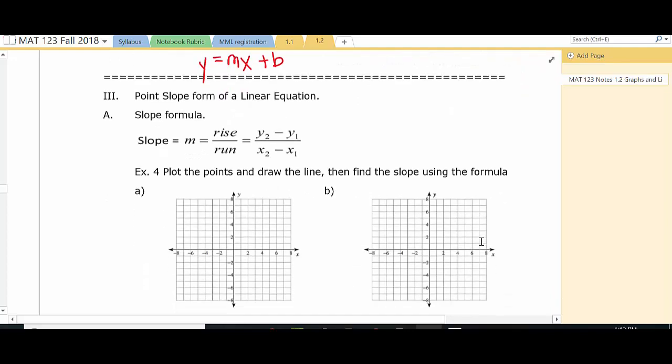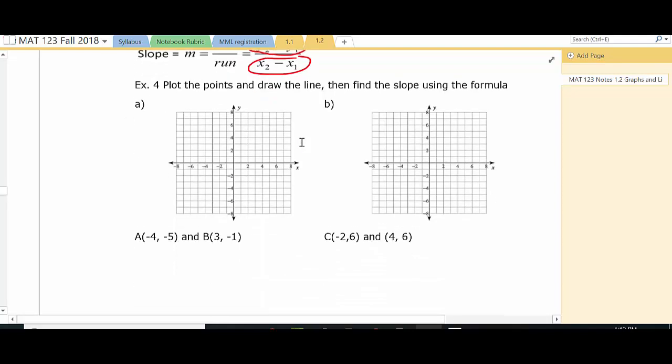Now we know that slope is rise over run, but now we're going to learn how to use a formula so we don't have to count. All you're doing on the rise is subtracting the y values. That gives you the distance up and down. For the run, you're subtracting the x's. That gives you the distance the other way.